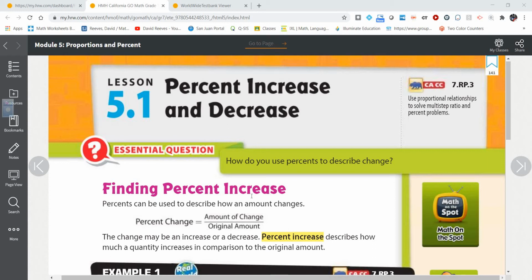We're going to be looking at lesson 5.1 in the Math 7 textbook, percent of increase and percent of decrease. So we've been studying some problems about the meaning of percent and solving problems, finding the percent of numbers or finding out what percent of a number another number is, etc.